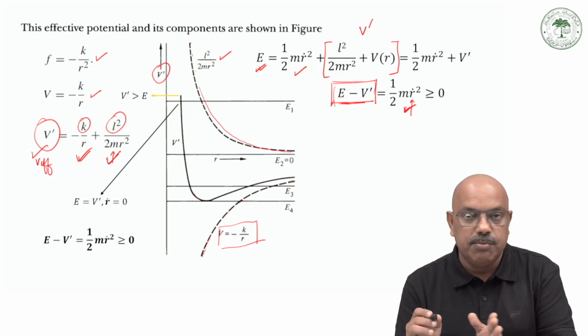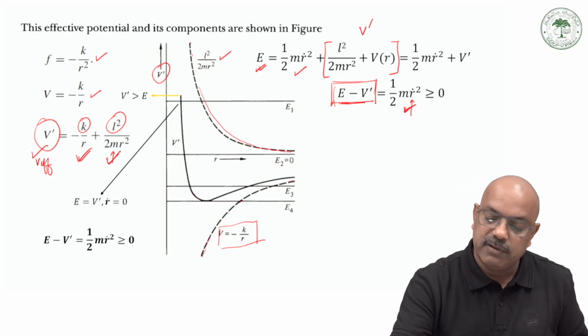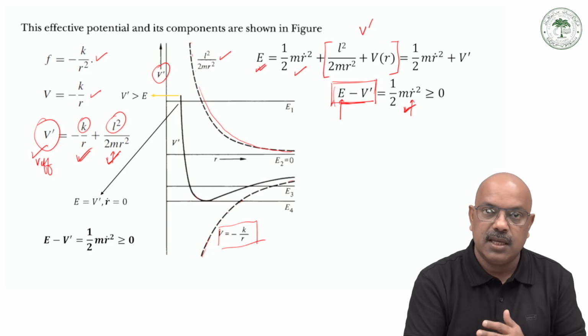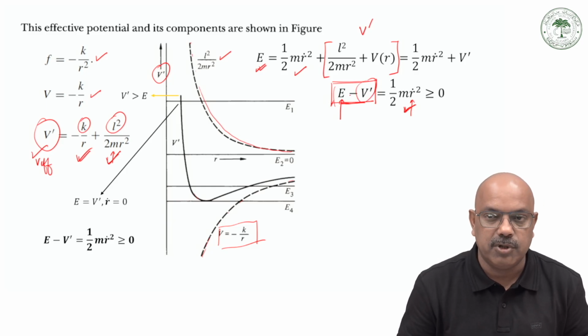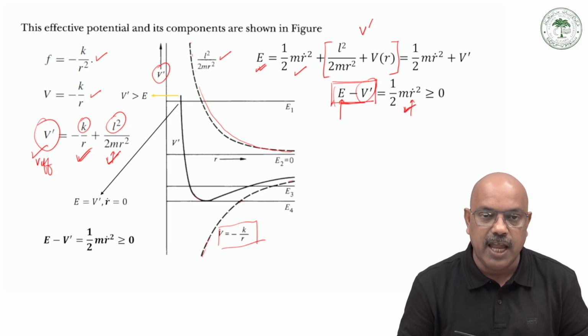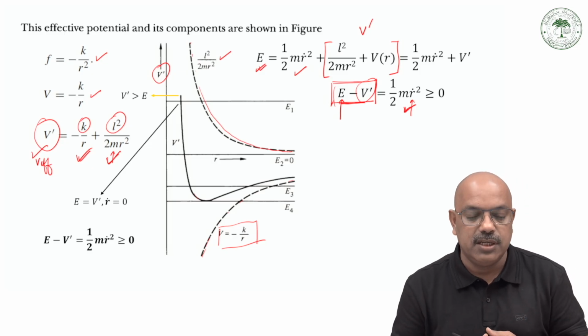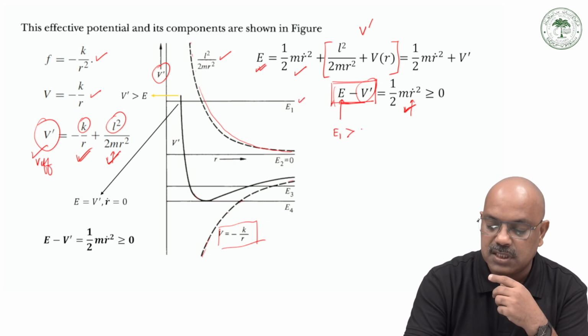Keeping in mind that E minus V prime has to be positive, whatever the energy the particle is coming with, and depending upon the value of the effective potential, the particle decides what trajectory it is going to have. For example, we can have three conditions. In this condition, you see that E1 is greater than 0.